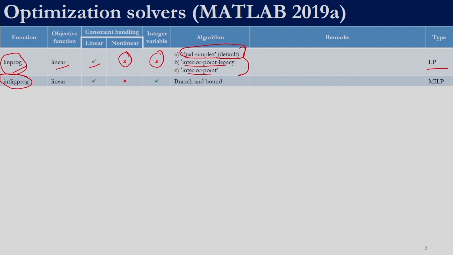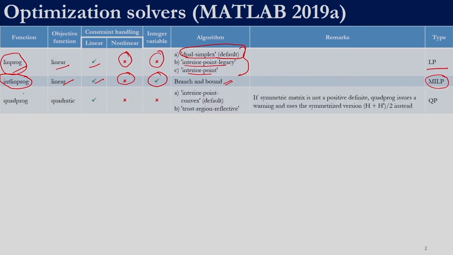The second function is intlinprog. As the name indicates, the objective function has to be linear, the constraints have to be linear, it does not support nonlinear constraints, and it can have integer variables. So here we are talking about a mixed integer linear programming problem. Some variables can be integer, some variables can be continuous, but the objective function as well as the constraints are linear. If we have a mixed integer linear programming problem, we will be solving it using intlinprog. MATLAB's intlinprog uses the branch and bound method.